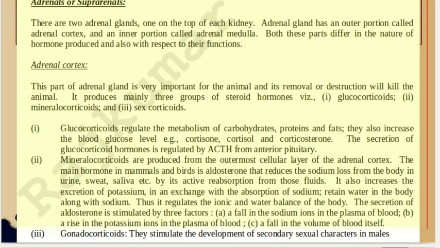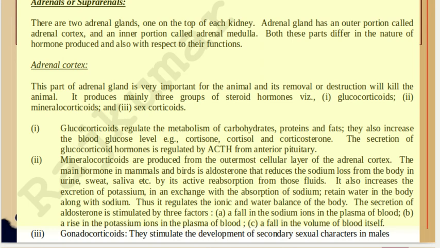The glucocorticoids regulate the metabolism of carbohydrates, proteins and fats. They also increase the blood glucose level. Example, cortisol and corticosterone. The secretion of glucocorticoid hormones is regulated by ACTH from anterior pituitary.